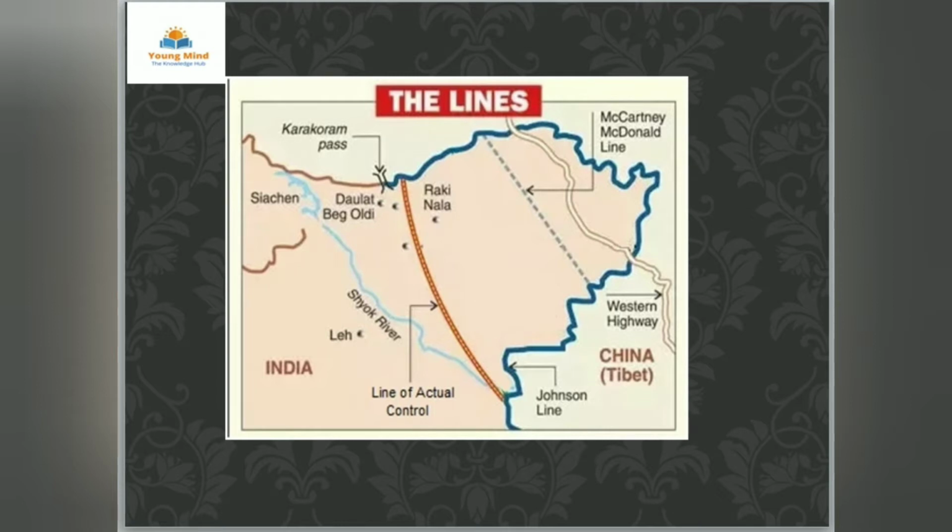First we'll see about the Johnson Line. In 1865, the British proposed a boundary created by William Johnson. He was a civil servant and he proposed the Johnson Line. John Ardagh helped him in this process, and so it is called the Johnson and Ardagh Line. This line divides India and Tibet. At that time, Tibet was an independent country. According to this line, Aksai Chin is a part of India.